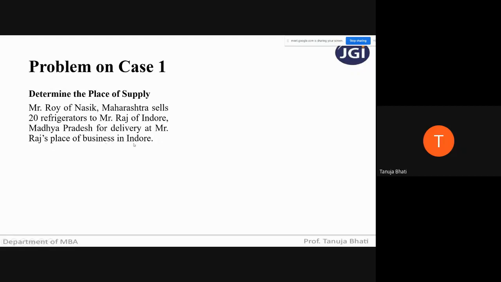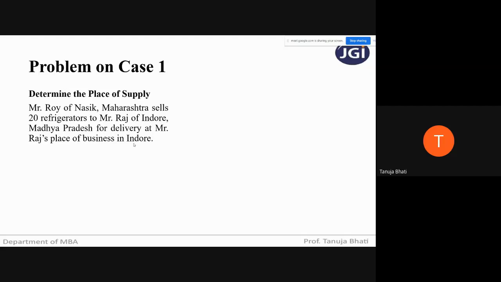So students, you all have to tell me the place of supply in respect of the first subsection. Just understand the question first. Roy is in Nasik, Maharashtra, and he is selling the refrigerators to a particular person called Mr. Raj in Indore for delivery. Means there is a movement from Nasik to Indore. Goods are reaching last in Indore. So can you all tell me what is the place of supply? Is it Maharashtra, Nasik, or is it Indore, Madhya Pradesh? Indore, Madhya Pradesh.